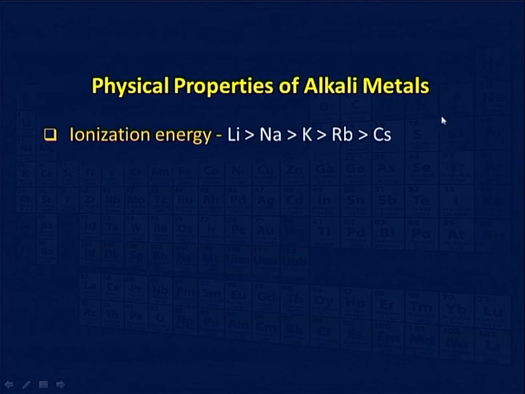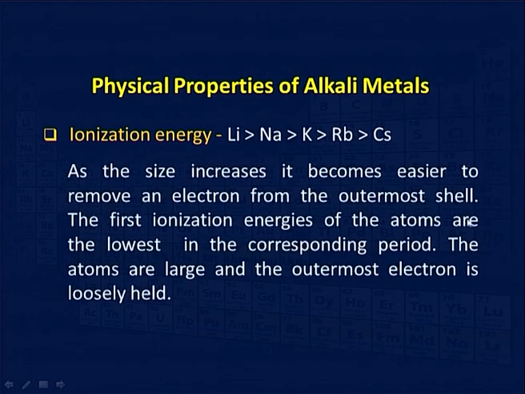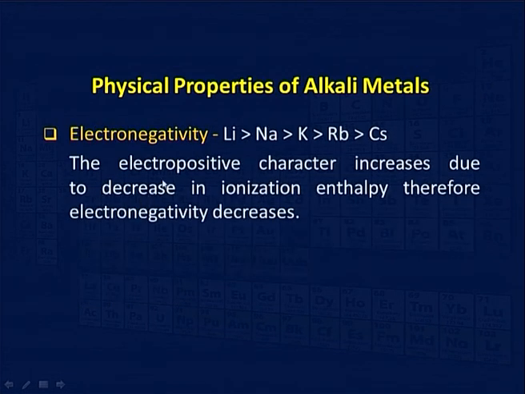So it will keep on decreasing down the group, because it will be easier to remove an electron from cesium rather than lithium. As we have already told you, as the size increases, it becomes easier and easier to remove the electron from the outermost shell, and the first ionization energy of the atom will decrease down the group.